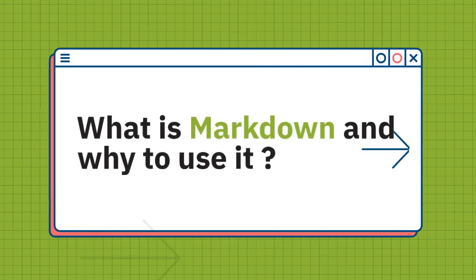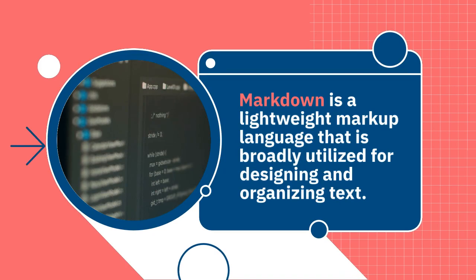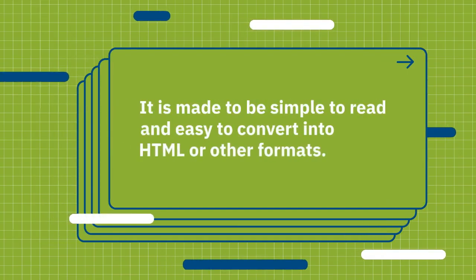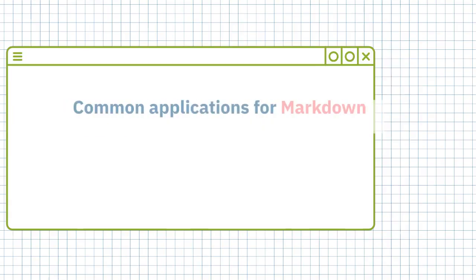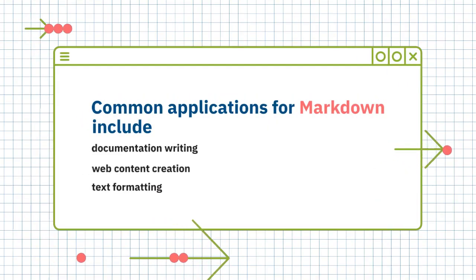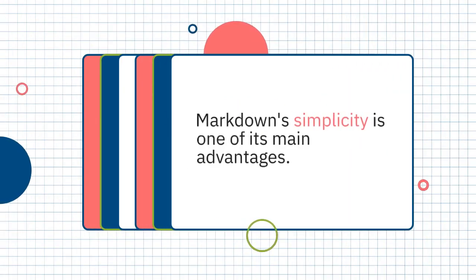What is Markdown and why use it? Markdown is a lightweight markup language that is broadly utilized for designing and organizing text. It is made to be simple to read and easy to convert into HTML or other formats. Documentation writing, web content creation, and text formatting are all common applications for Markdown. Markdown's simplicity is one of its main advantages.